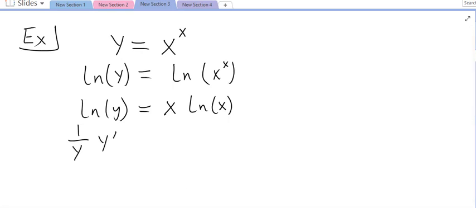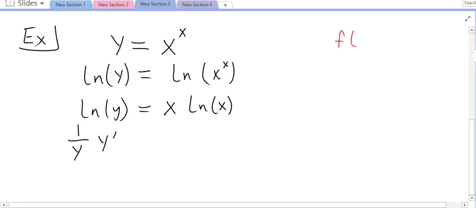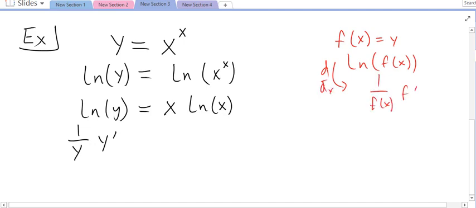This is really what I'm doing here when using this f of x equals y notation that we've done in the past. So when we take the derivative of ln of f of x here, we get 1 over f of x times f prime of x. I'm just doing that same thing. I'm just using y here instead.